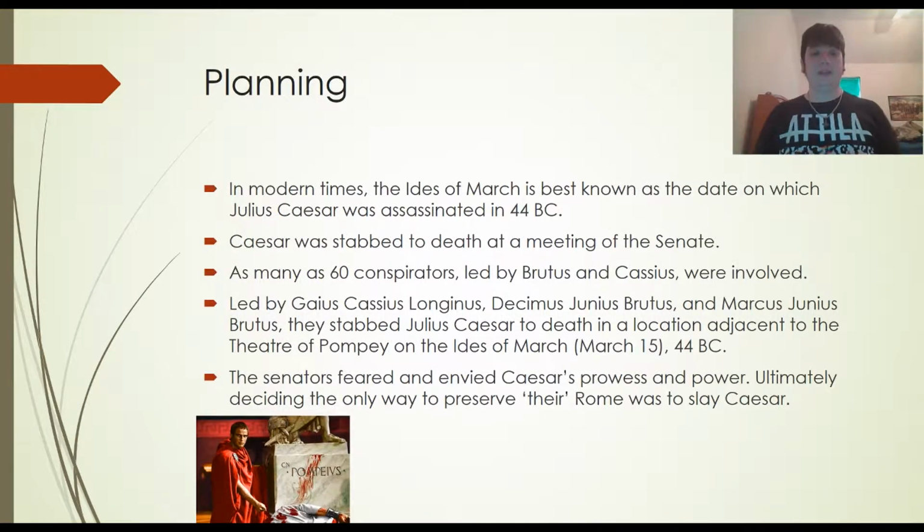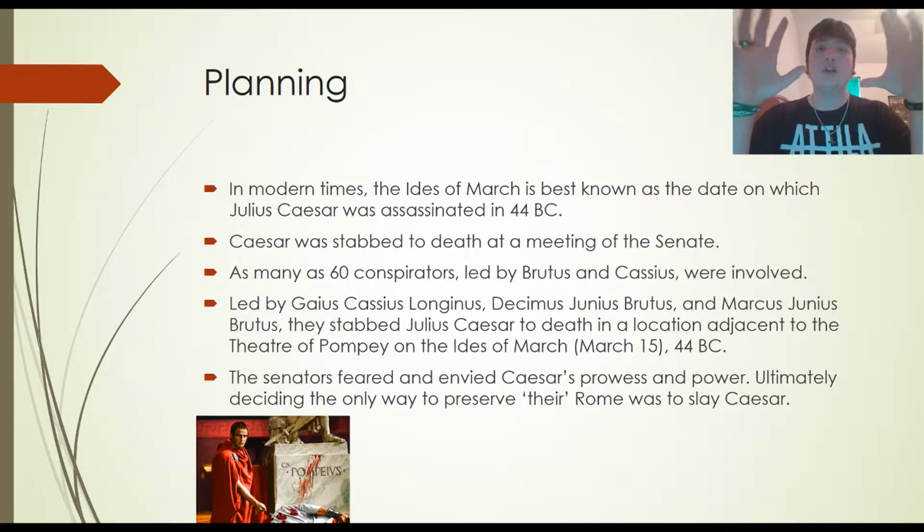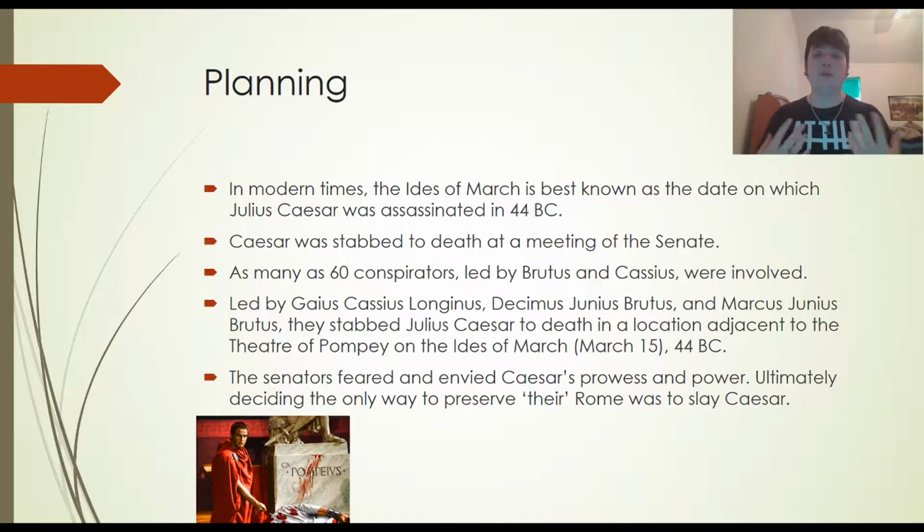So, let's continue. Planning. In modern times, the Ides of March is best known for this event, and Caesar was stabbed to death at the meeting with the Senate. As many as 60 conspirators, as I said, led by Brutus and Cassius, were involved. Altogether, it was led by Gaius Cassius Longinus, Decimus Junius Brutus, and Marcus Junius Brutus, and they stabbed Julius Caesar to death in an event adjacent to the Theatre of Pompey. These senators feared and envied Caesar's power and prowess, and ultimately they decided the only way to protect themselves and preserve their Rome, as they thought it should be, was to slay Caesar, so that they may preserve the Roman Republic as they believed it should look.